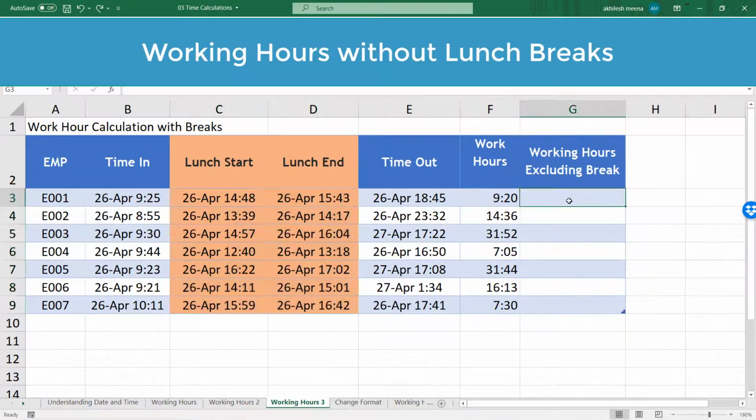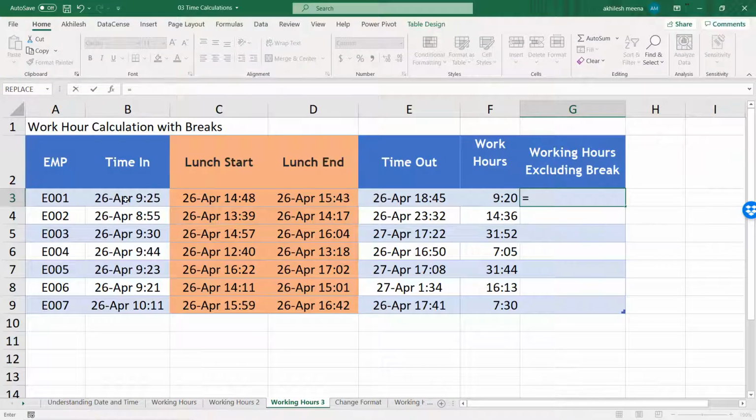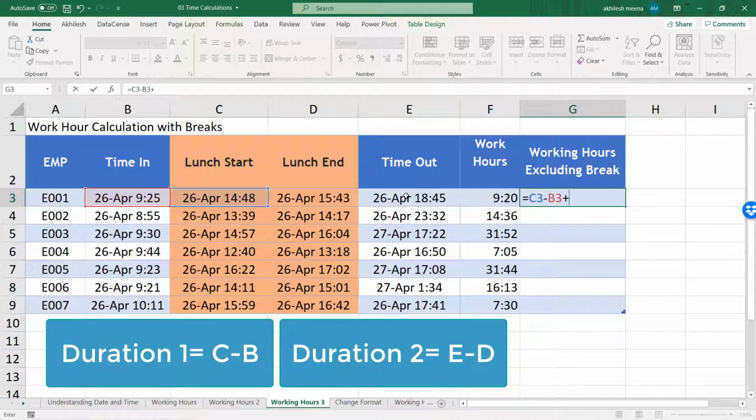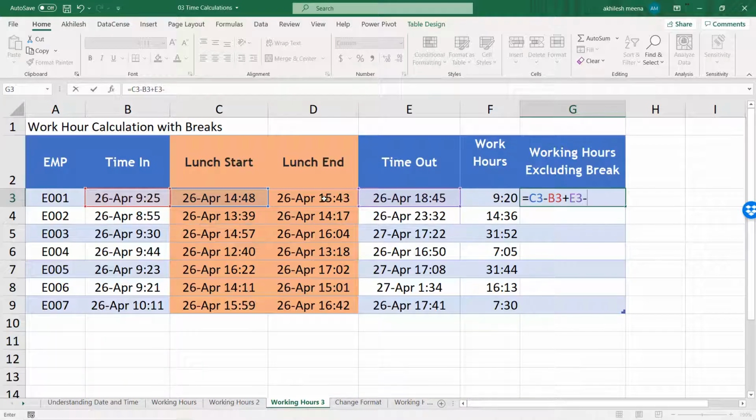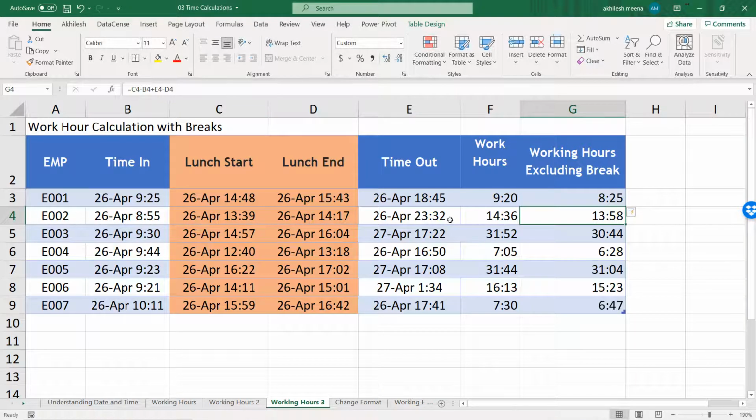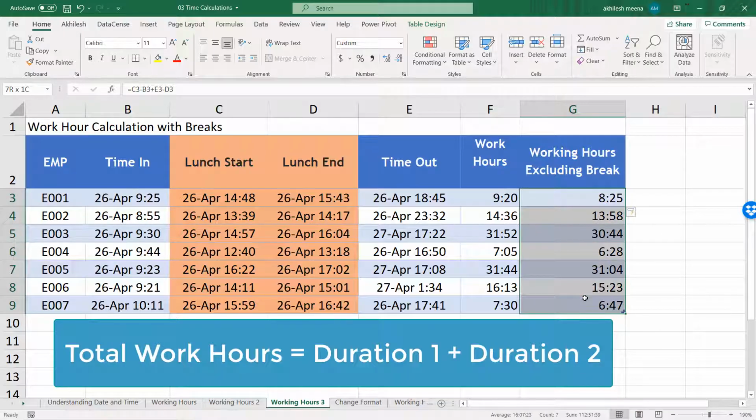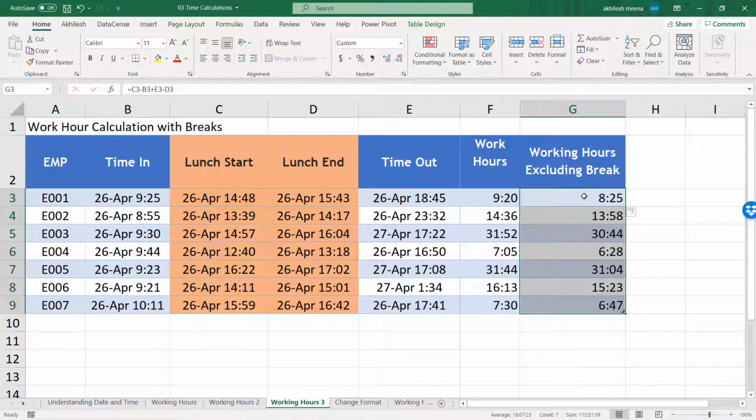Now, how to calculate total working hours without the breaks? You came to work at this time and you left the work at this time. So this minus this, then plus, okay, you left work here and you joined work after this break. So that is your working hours excluding your break time. So normally he was working for 9 hours and 20 minutes, but excluding the break time, he is only 8 hours and 25 minutes. And then again, you can continue the overtime calculation process.